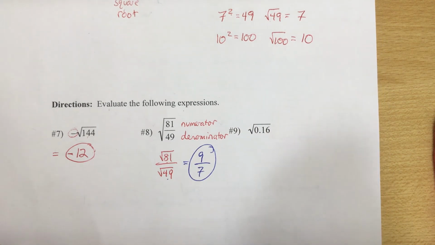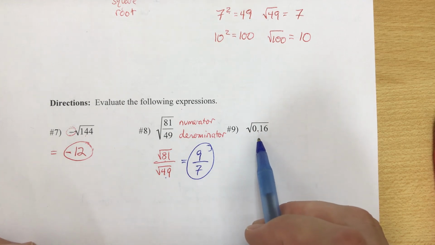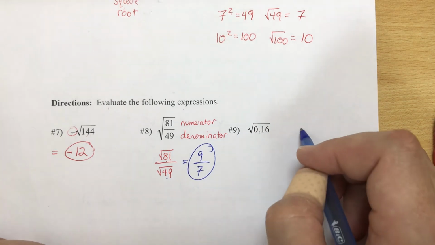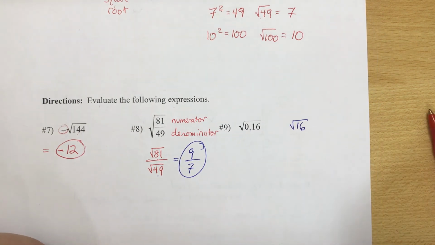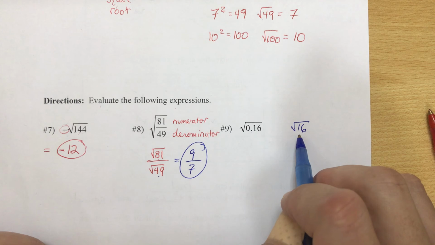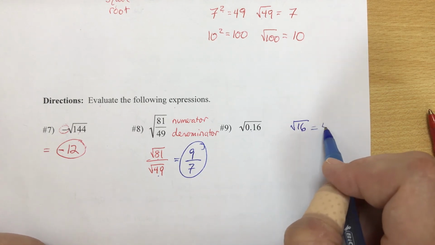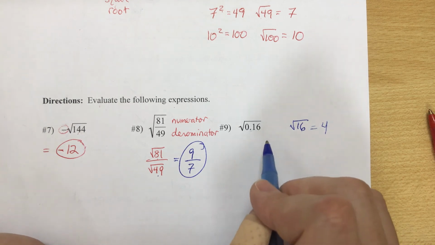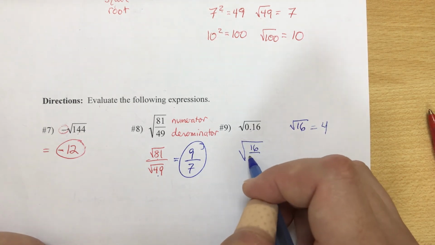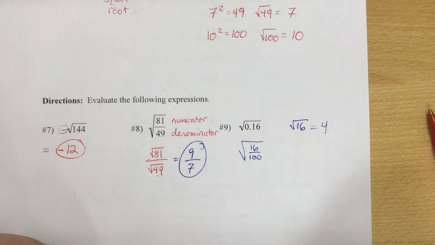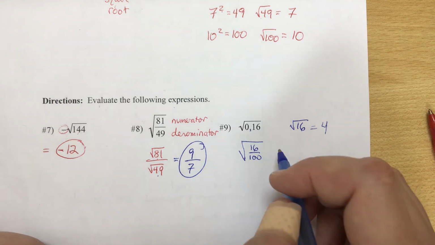And the very last one here, the square root of 0.16. If we ignored the 0.16 and just thought square root of 16, what number times itself gives you 16? Well, wait a minute, that's 4. So what's going to happen here, you could think of this as 16 over 100. That's what this decimal is, 16 hundredths. So let me write it like that.